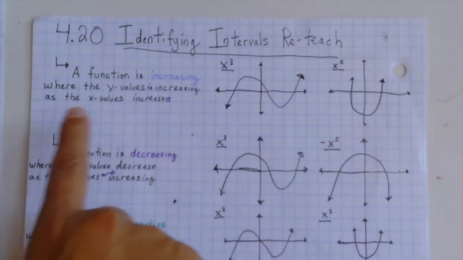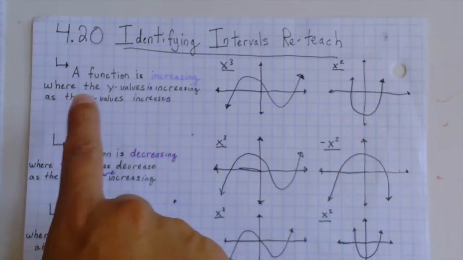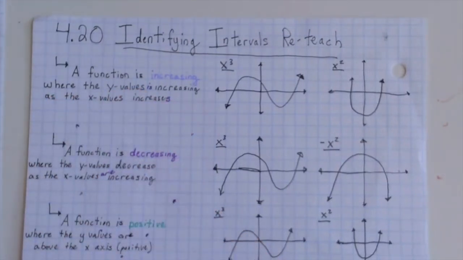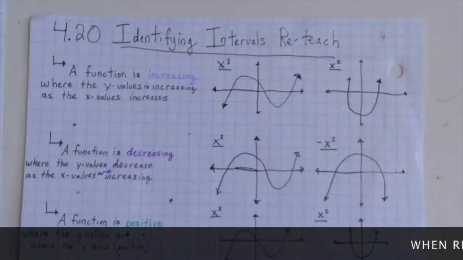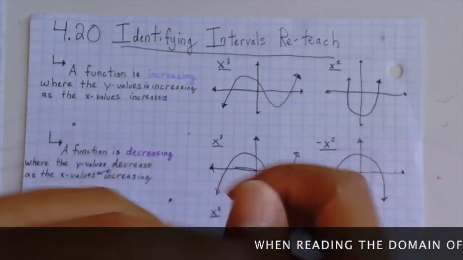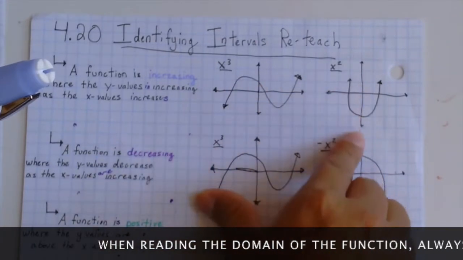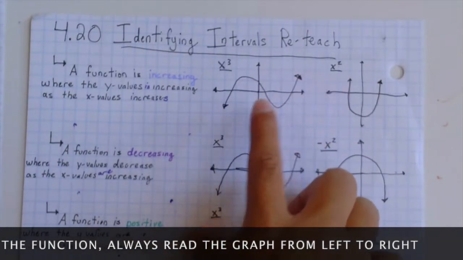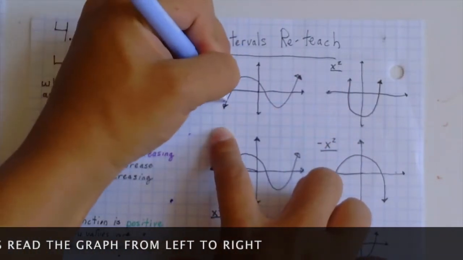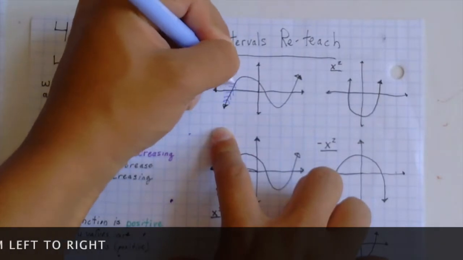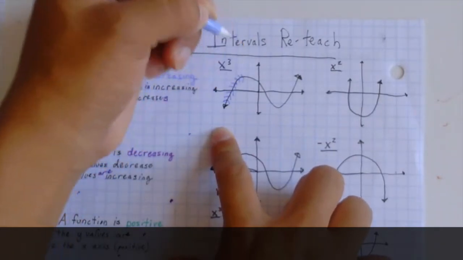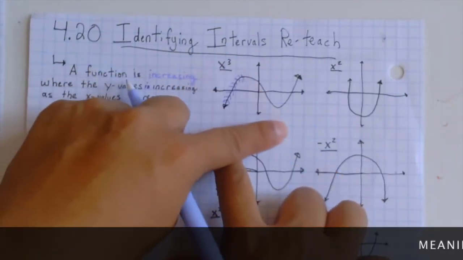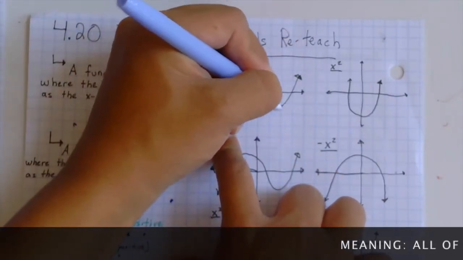Let's begin. A function is increasing where the y values are increasing as the x values increase. So what that means is that if we read from left to right, where do we see this function going upwards? We have it right here. It stops going upwards at this particular vertex, and then we see it go downwards. And then we see it going upwards again.